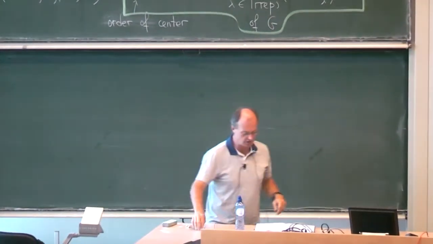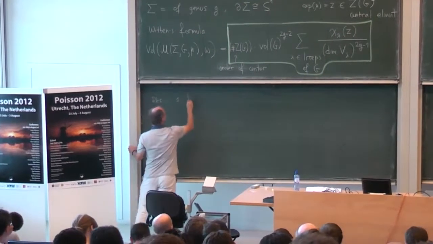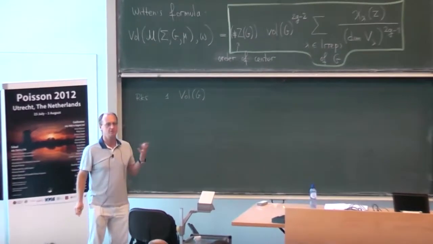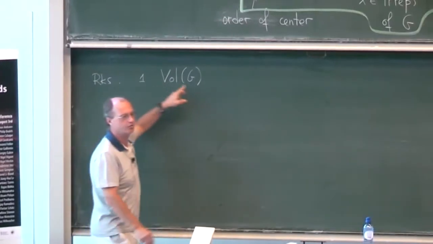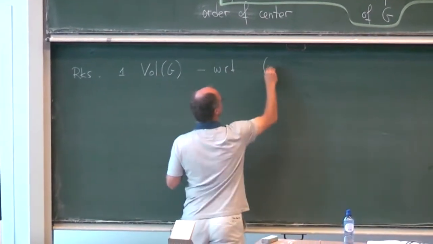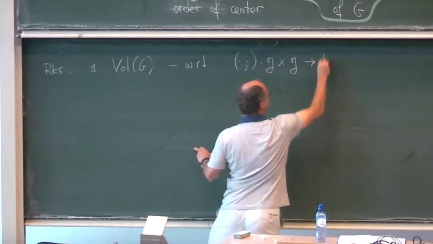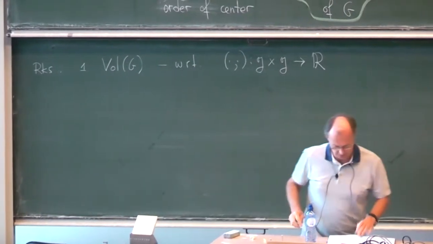So let me make some comments about it. First of all, for the volume of G, remember that the Lie algebra carries this invariant scalar product, and it induces a Riemannian metric on G. So that's the volume with respect to this Riemannian metric, with respect to the scalar product on G.